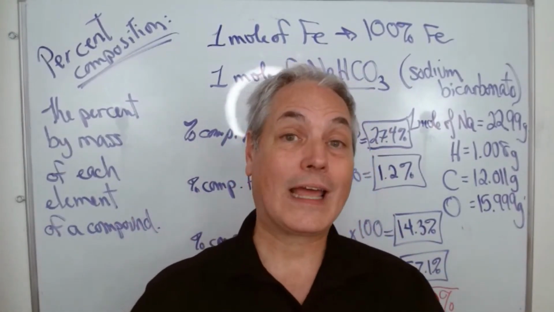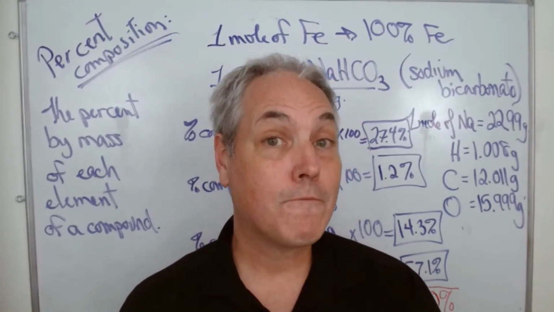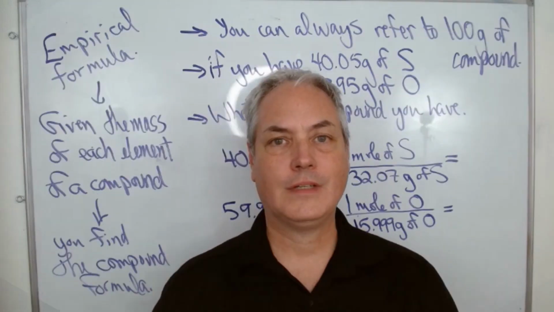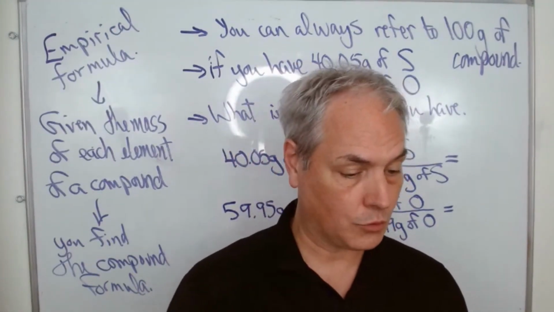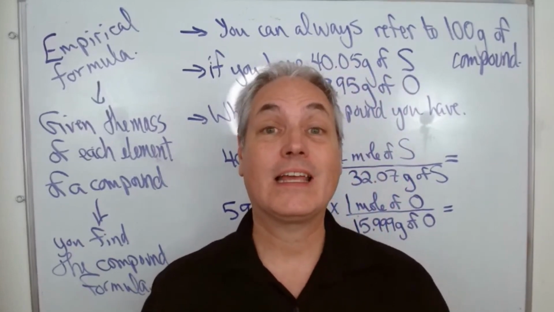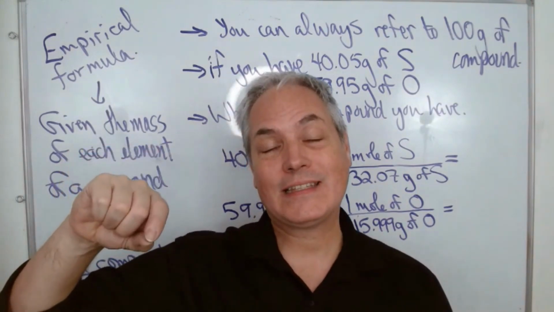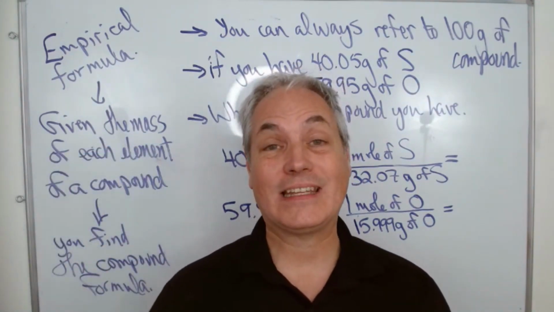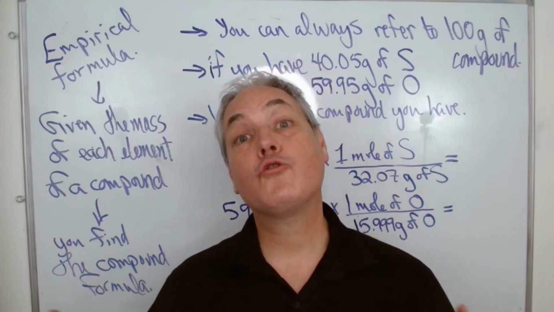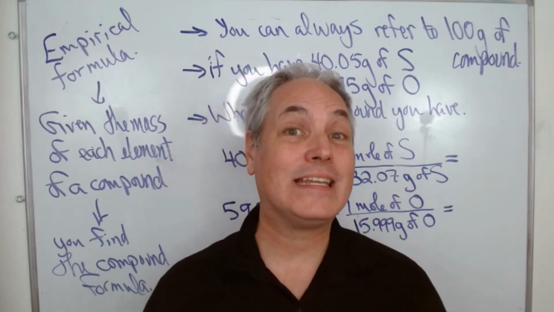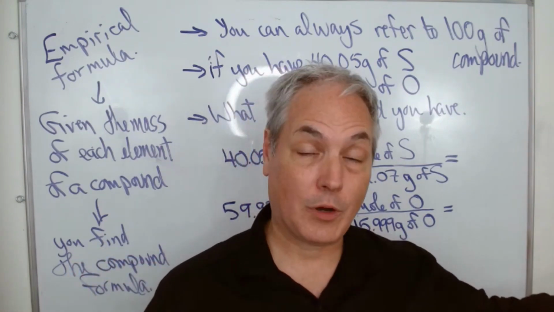So let's see if I can look at the next part, which is: what does an empirical formula mean? So let's have a look. Earlier in this video, we talked about percent composition. Percent composition gives you the percentage of each of the elements in the compound. That means that, through the same process, you can figure out how many grams you have for each of the atoms in the molecule.